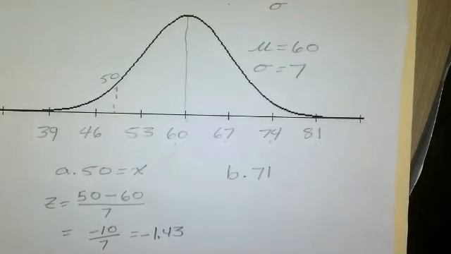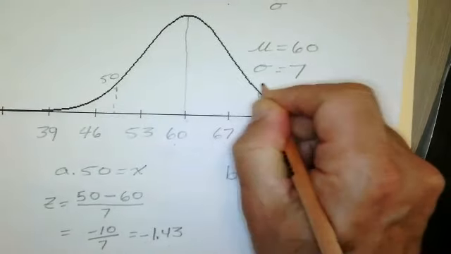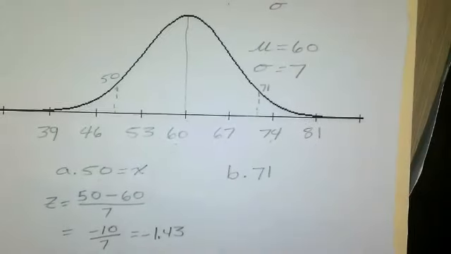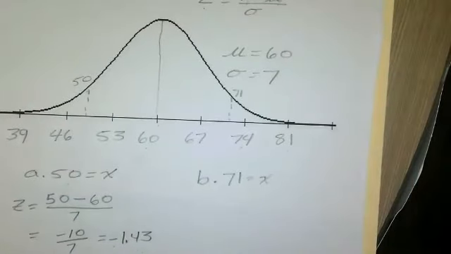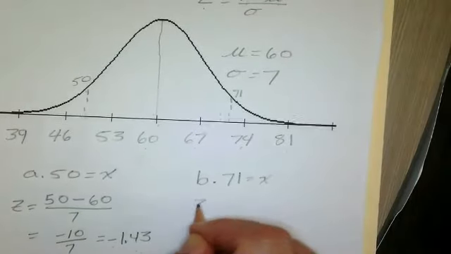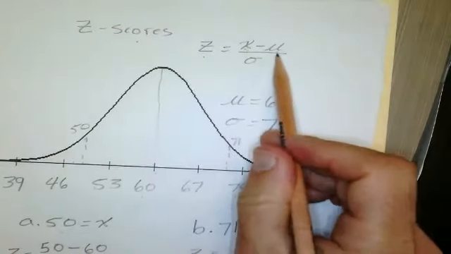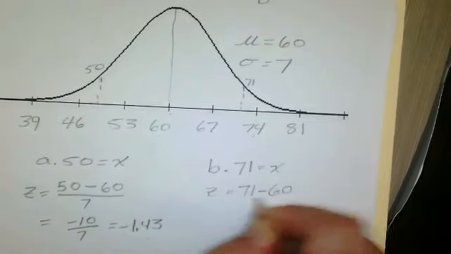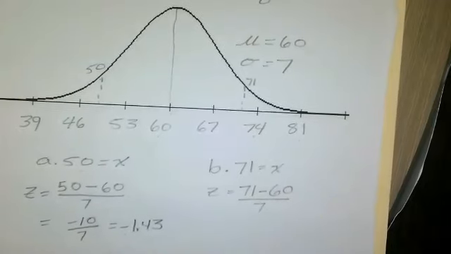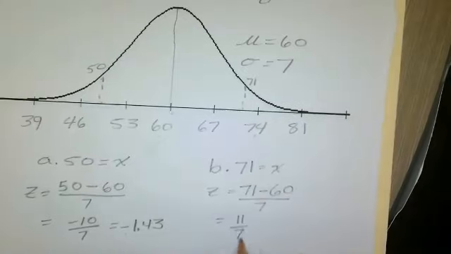Okay, so let's look at the other side. 71, excuse me, is going to be right about here. That's my raw score. Let's find the z-score. So z equals my raw score minus the mean. So 71 minus 60 divided by 7. So that's going to be a positive 11 divided by 7.